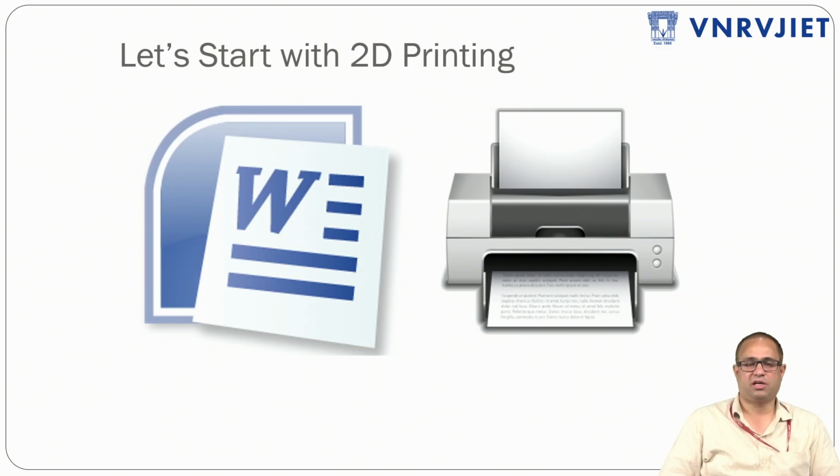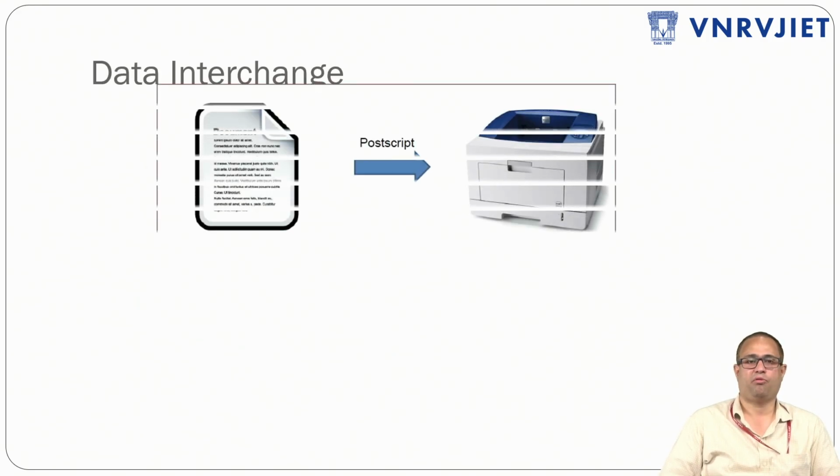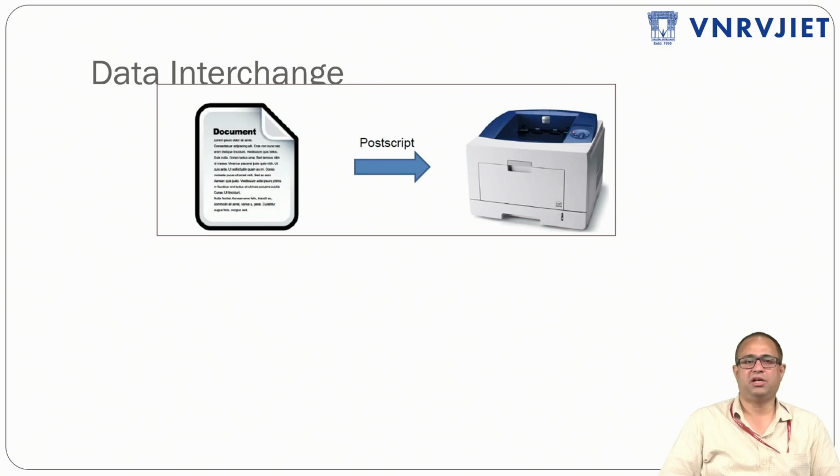So in the case of 2D printing, what is the data interchange? Generally, if you want to print any document, any Word or PDF file or any sort of thing, PostScript is required. It is a stack-based programming language where a set of instructions is given to the inkjet printer. As these alphabets are given as input to the printer, it generates the alphabets to be printed on the paper.